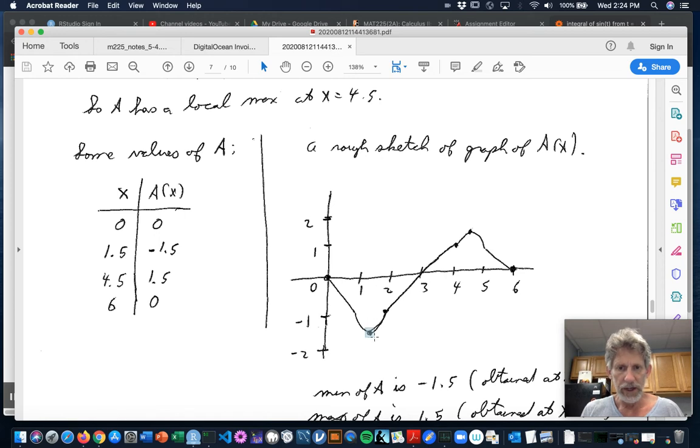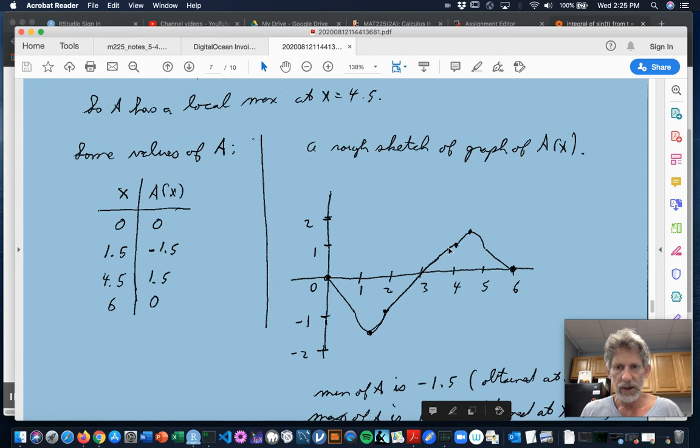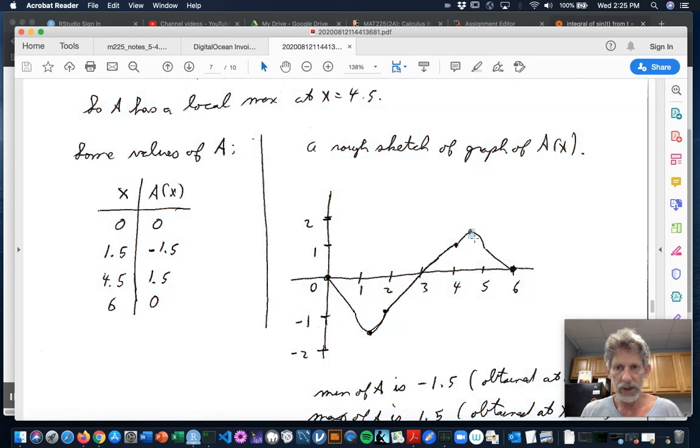I've got 1.5, minus a half. I've got 3, 0. And I've got 4.5, 1.5. And I've got 6, 0. And I know that I've got to be decreasing down to a local min, then increasing again to my local max, then decreasing again. So I can make this rough sketch.